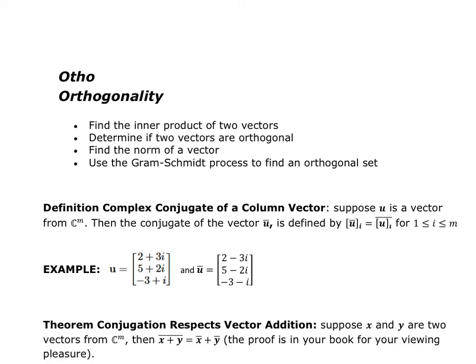If I want to talk about complex numbers, complex conjugates, we are looking at a complex conjugate of a column vector. Suppose U is a vector from the complex numbers, then the conjugate is denoted as U with a bar over the top, and the way that we define it is that each individual entry here will be the conjugate of the previous entry. So if I have 2 plus 3i, my conjugate is 2 minus 3i. If I have 5 plus 2i, my conjugate is 5 minus 2i. If I have negative 3 plus i, my conjugate is negative 3 minus i.